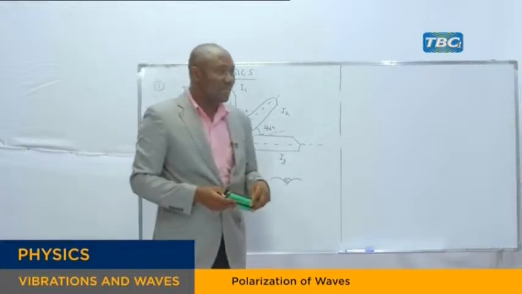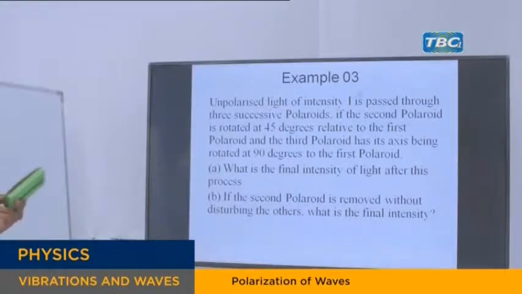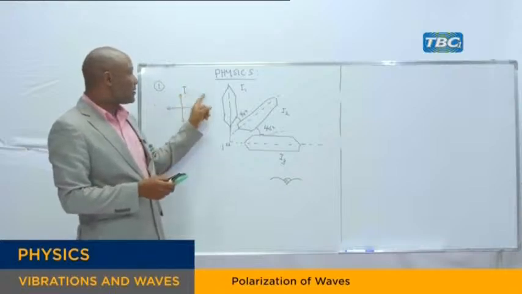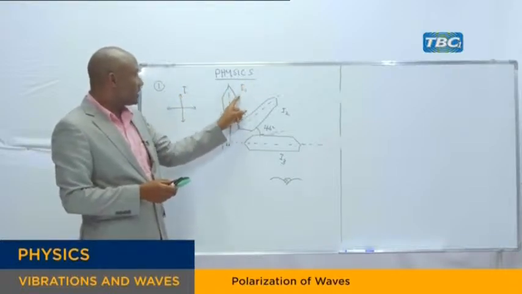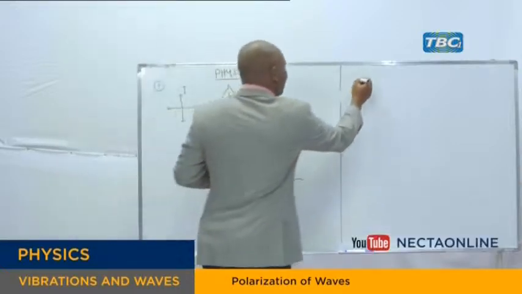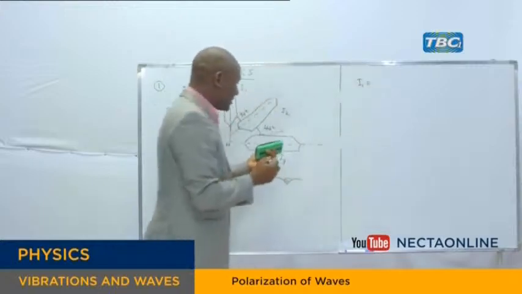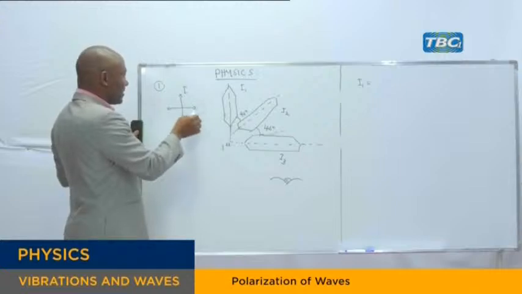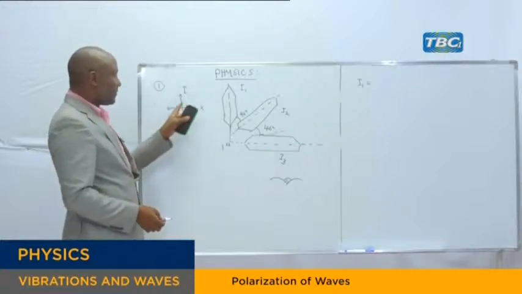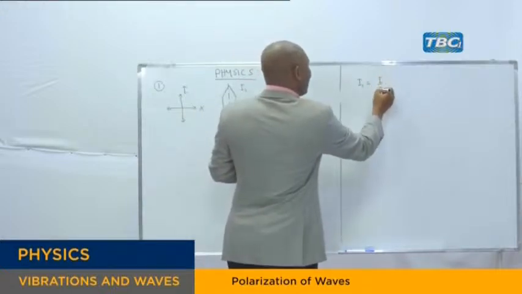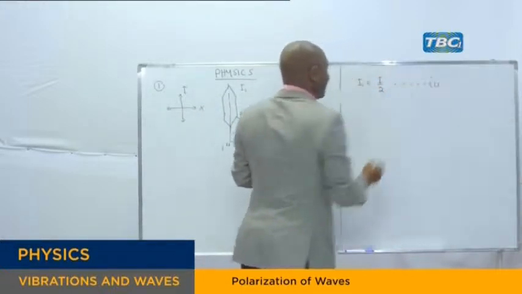Now the question is asking what is the final intensity of the light after this process. We had unpolarized light whose intensity is given as I. It passes through the first polarizer, so we can find how much has been transmitted, and automatically we have this I1. According to our observation in the previous lessons, the component which is parallel will be allowed to pass, and the other one will be absorbed. So the remaining is half of the original intensity.